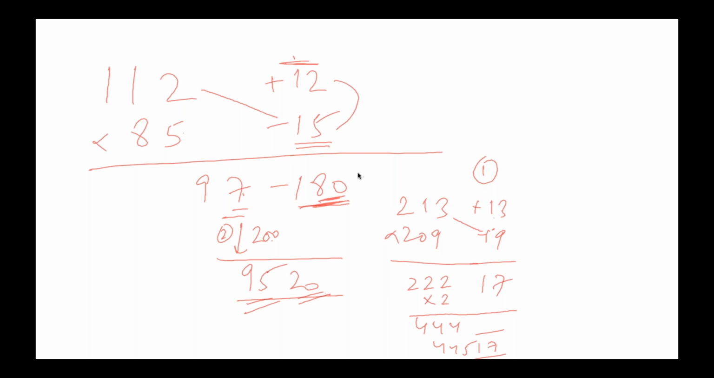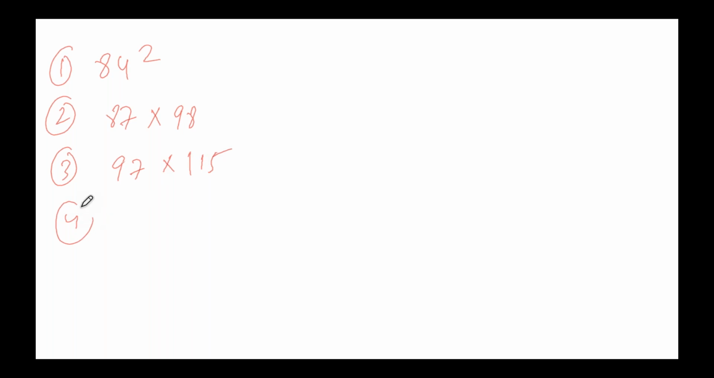Okay, I hope everything is understood. Let me give you some questions on the basis of what we've done today. Please write down these questions so that you can solve them. Find out the square of 84. Find out 87 multiplied by 98. 97 multiplied by 115. 207 multiplied by 215. 302 multiplied by 307.